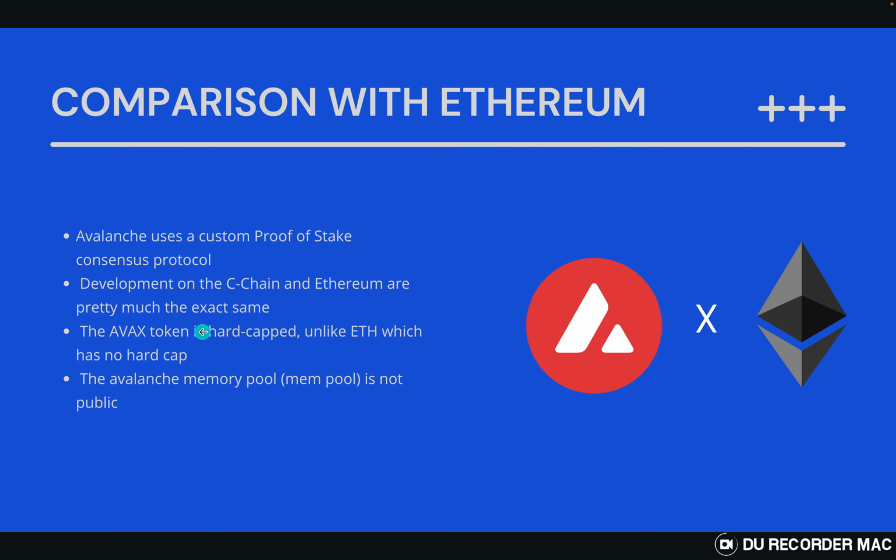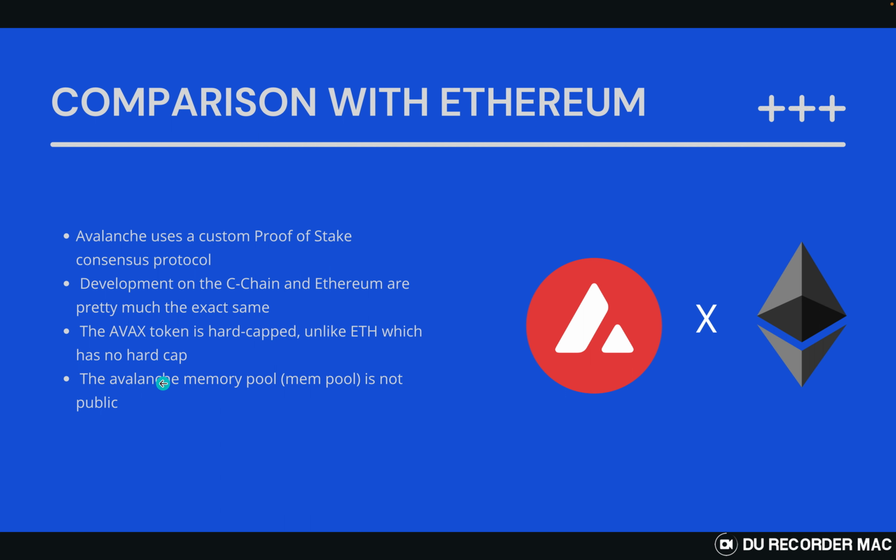So the Avalanche token is hard capped, unlike Ethereum, which has no hard cap. Avalanche uses the AVAX token and it is hard capped. I saw the number yesterday. I think it was 720 billion. That is the cap for Avalanche.